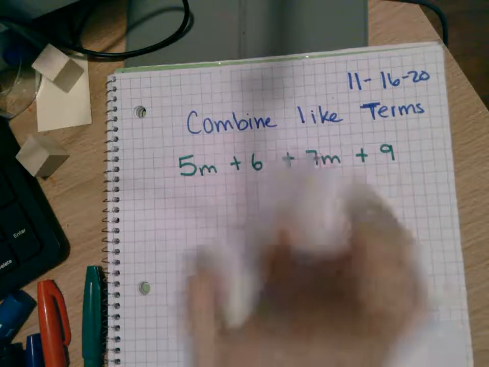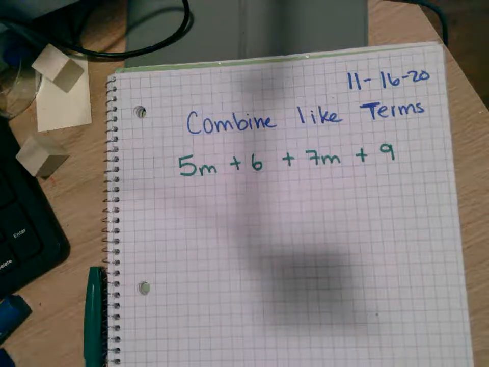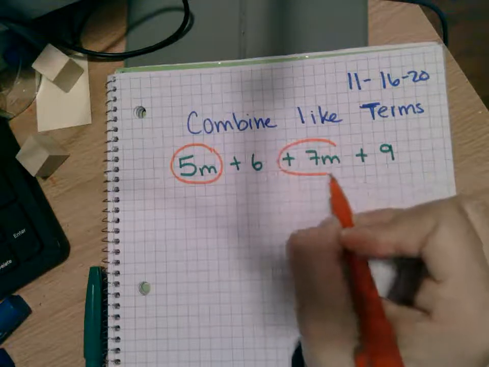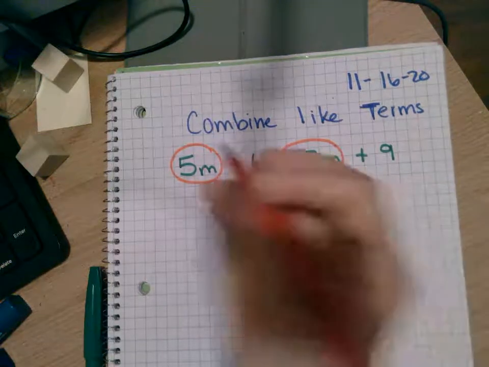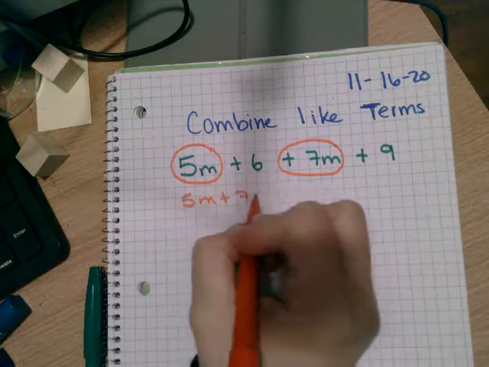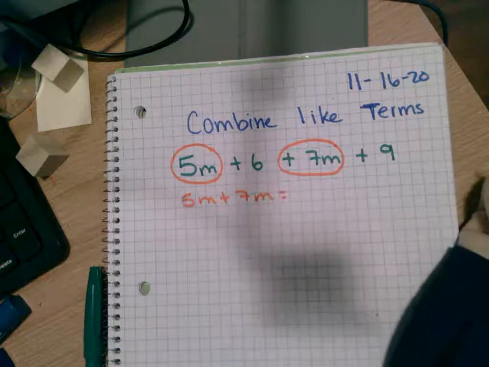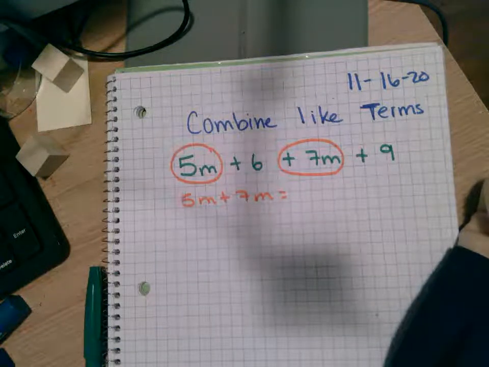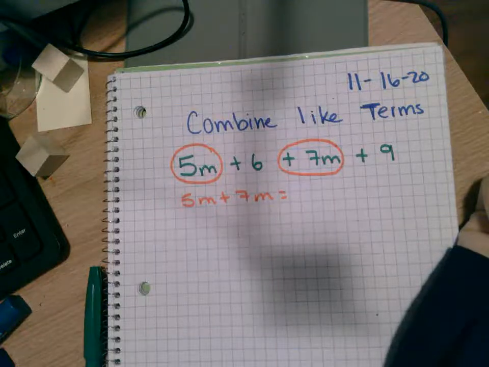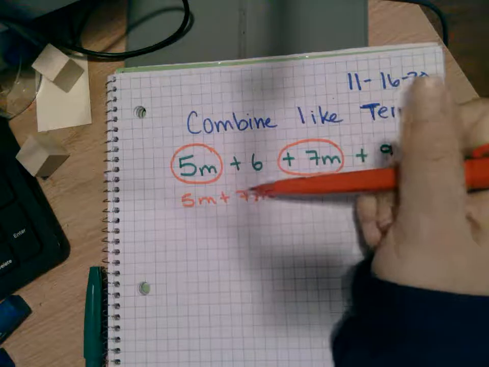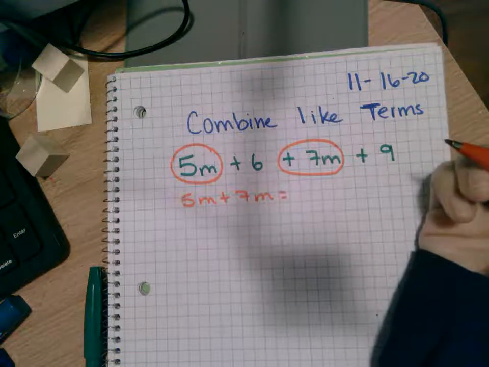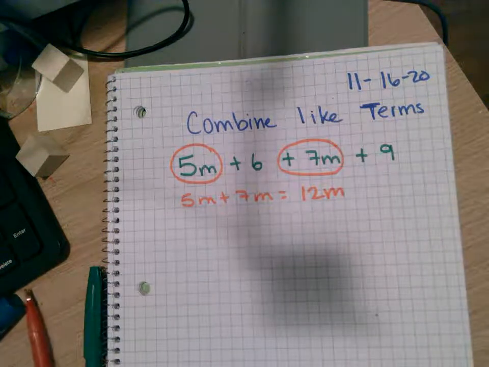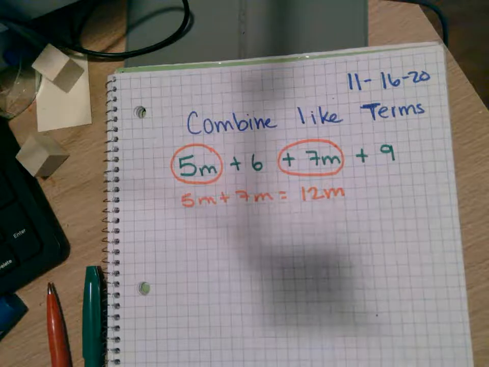So we have 1, 2, 3, 4. We have 4 terms here. And we're going to combine what's the same. So the 5m and the 7m are the same. Okay? So 5m plus 7m is equal to what? Take a guess. So 5 monkeys plus 7 monkeys is equal to 12 monkeys. Yes. I see it in the chat. So you have 5 monkeys plus 7 monkeys, which gives you 12 monkeys.